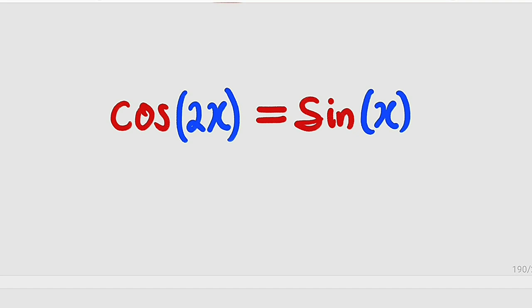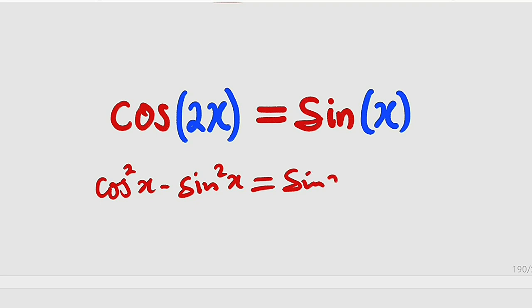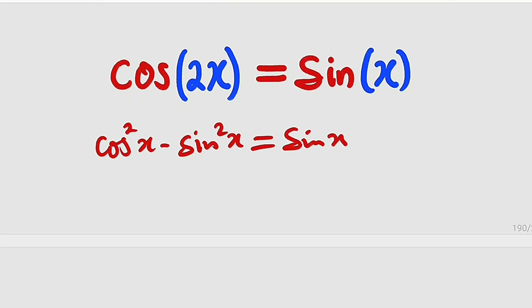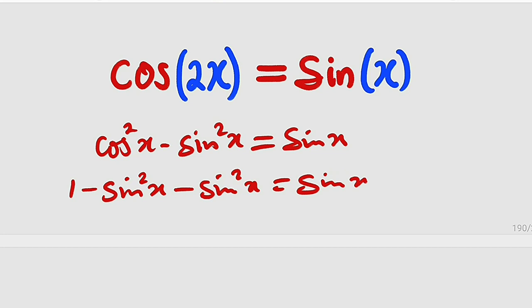Here is the second question. We are asked to find the solution to this equation, cosine 2x equal to sine x. This is a double angle, which we can expand as cosine squared x minus sine squared x, and still this equal to sine x. And you should know from that famous identity, sine squared x plus cosine squared x is equal to 1, that cosine squared x is the same thing as 1 minus sine squared x, and still we have another negative sine squared x. This is equal to sine x.